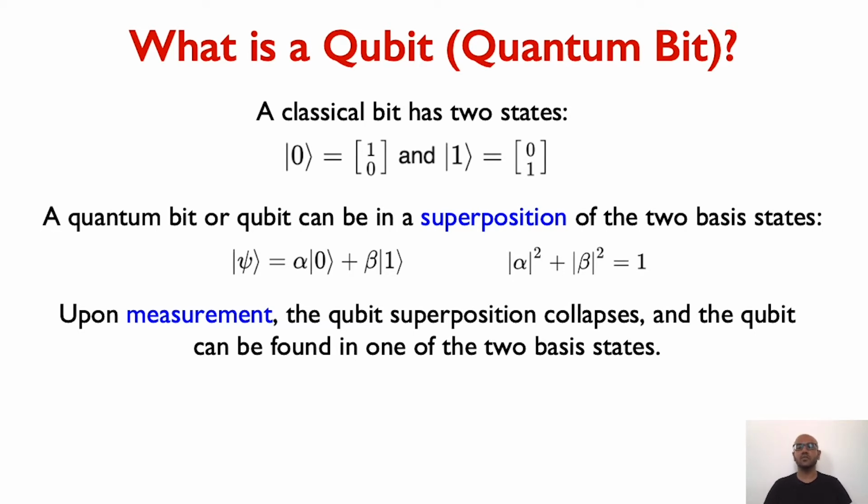The reason for this is because upon measurement, the qubit superposition collapses, and the qubit can be found in one of the two basis states using the corresponding probability of their coefficients. So for example, state 0 would be found with probability norm of alpha squared, and state 1 would be found with probability norm of beta squared.